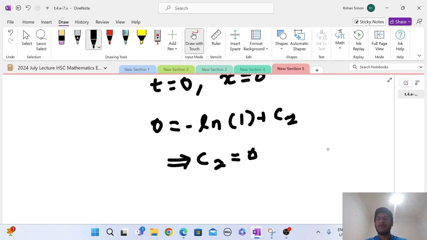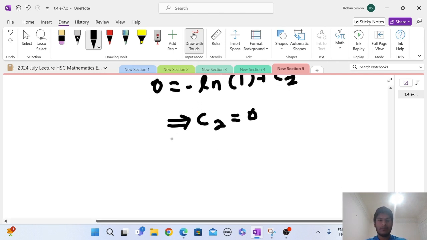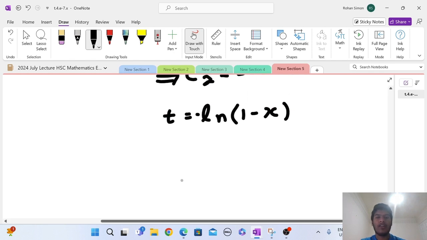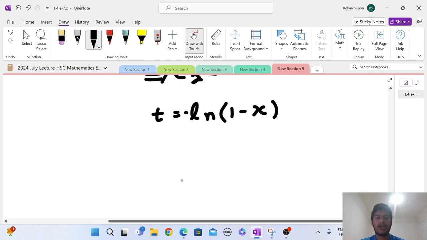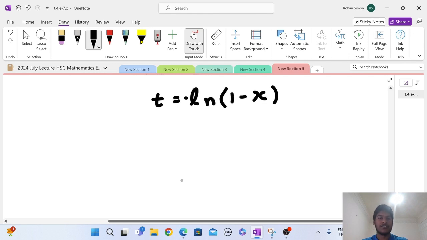And so our expression for time is minus ln of 1 minus x, because the c2 just drops out because it's 0. Once we've gotten that, we're looking for position as a function of time. So we're not there quite yet. We need to do a bit of rearranging.